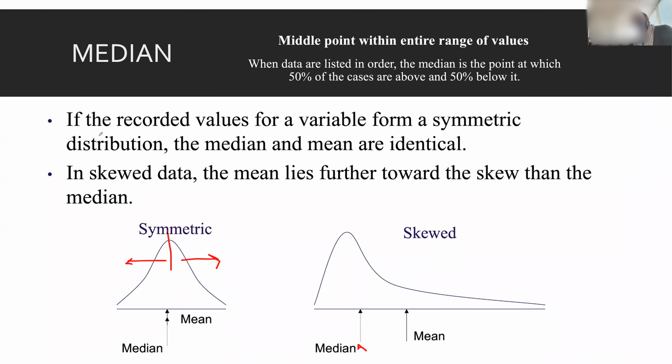So coming back, if the recorded values for a variable form a symmetrical distribution, which in this case, let's call it A, the median and mean are identical, right? So in the skew data, the mean lies further towards the skew. So it's just going more towards this particular odd person here. Whilst the median will fall more towards where the actual value is.